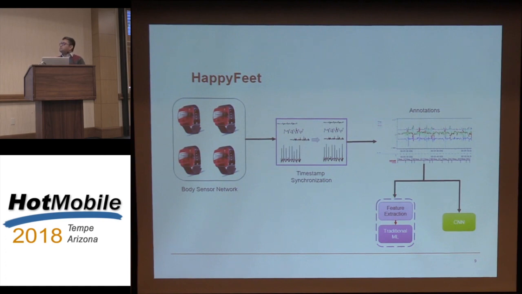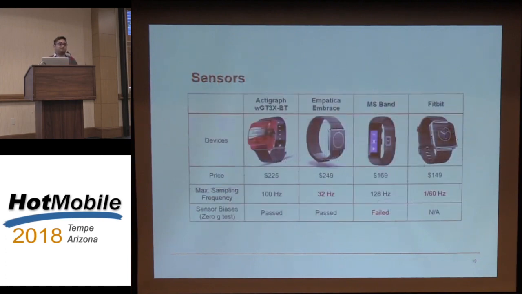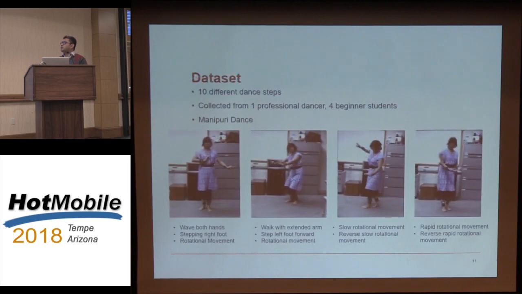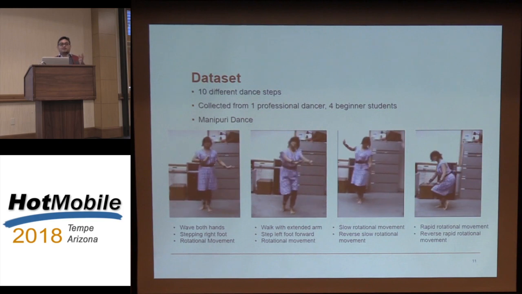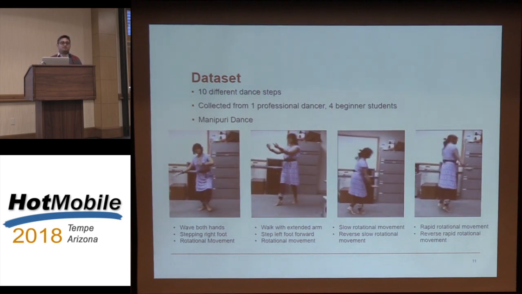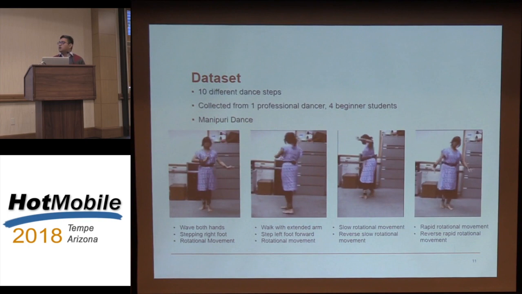So in order to select sensors, we wanted to use easily available off-the-shelf sensors. So we picked a few sensors which are available easily, and we chose Actigraph for our experiment here based on the listed selection criteria. And as far as the dataset is concerned, we had 10 different dance steps. It was collected from one professional dancer and 4 beginner students. And the dance style that we chose is Manipuri dance, which is an Indian classical dance.